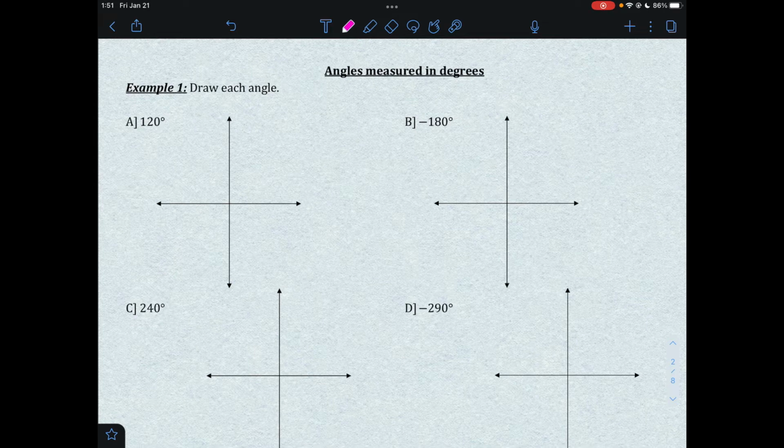All right, so let's start by drawing angles measured in degrees. Start by drawing your initial ray. Positive 120. So we're going to move 120 degrees counterclockwise. Remember, each quadrant is 90, right? So this is 90, and then 120 minus 90 is 30. So we have to move 30 more, which is about 1/3 of the way in the next quadrant. So this angle right here is positive 120 degrees.